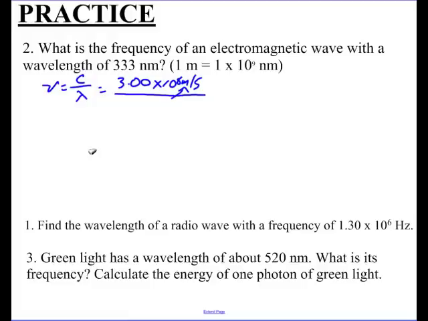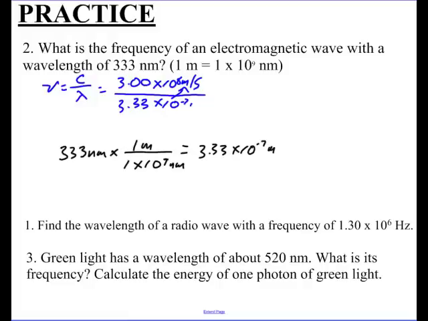333 nanometers, and I'm going to convert, which is not a problem because we're good at converting by now, right? 10⁹ nanometers equals 1 meter, right? So when I do that, I get 3.33 × 10⁷ meters. Now meters will cancel, right?